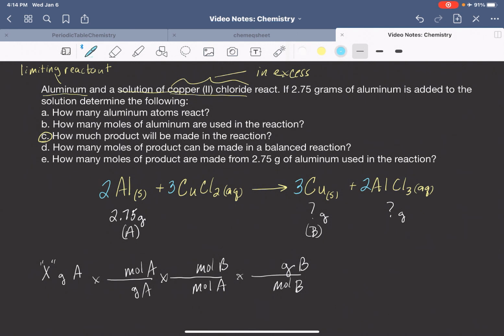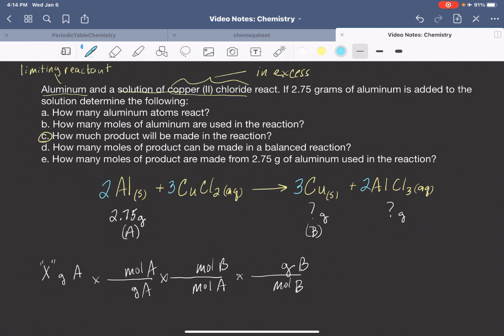That may have been a little confusing if this is your first time. All right. It doesn't matter what your reactants or products are. I picked aluminum because this problem is talking about 2.75 grams of aluminum. So that's why we're picking aluminum as A. We're picking copper as B because that is what we're solving for. All right, so we always go 1, 2, A, B.